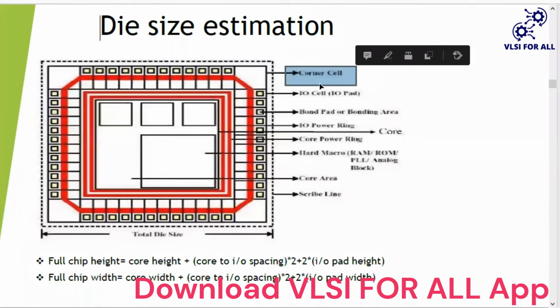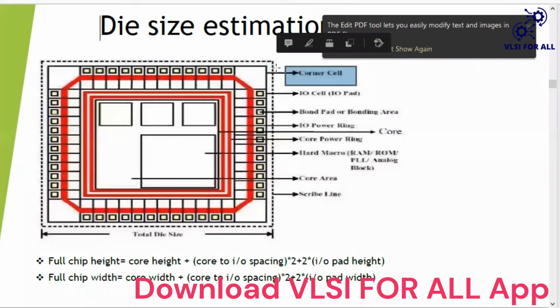See, you are saying, right? This is the core area and die area. The die area is nothing but to protect your design. To protect the core area, we can define the die area.